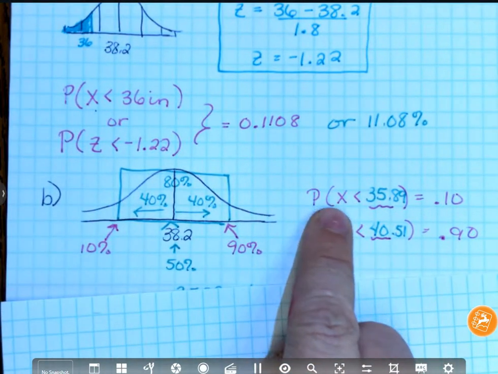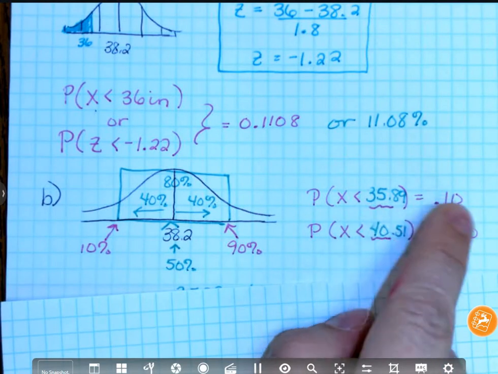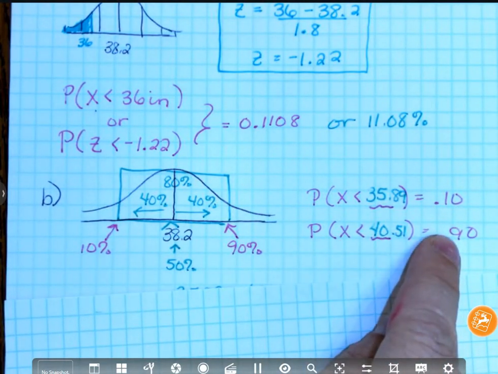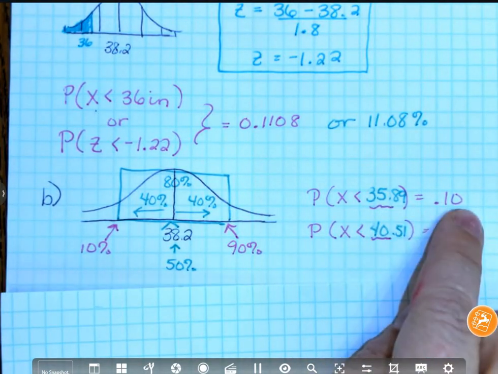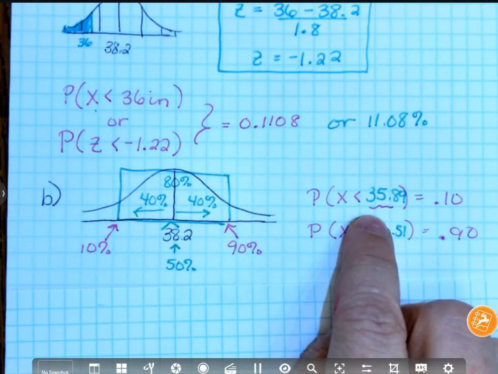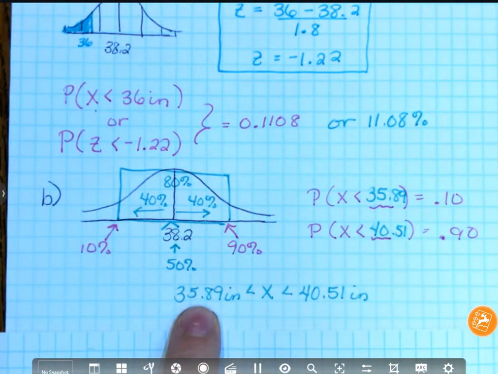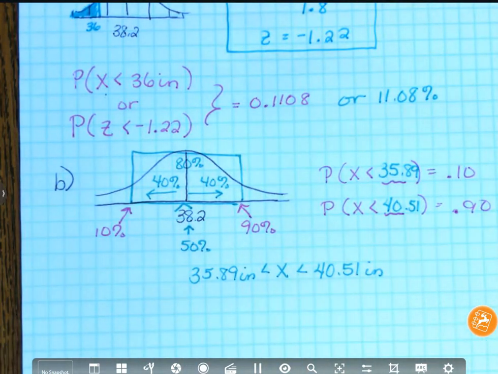So then you would write it like this. I would say find the value that being less than that gives me 10%. Find the value where being less than it gives me 90%. There's not much work you need to show for this one. And then, since you're given a percent and you're looking for an answer, you're going to do inverse normal. So then your answer, again, putting it in terms of context, is that we have to be between 35.89 inches and 40.51 inches.